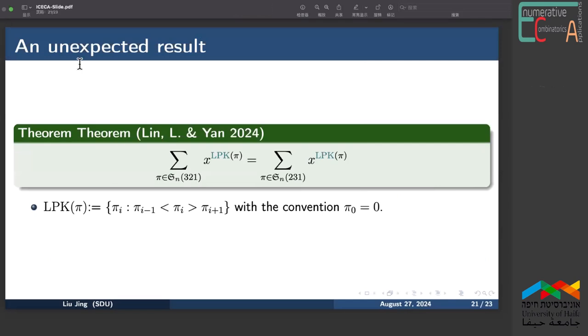And finally, we found an unexpected result. We found the set of the values of the left peaks have the same distributions over 321-avoiding permutations and 231-avoiding permutations.